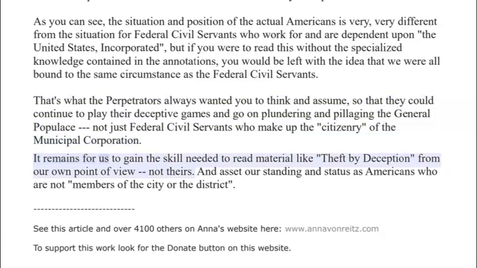It remains for us to gain the skill needed to read material like Theft by Deception from our own point of view, not theirs. And as at our standing and status as Americans who are not members of the city or the district.